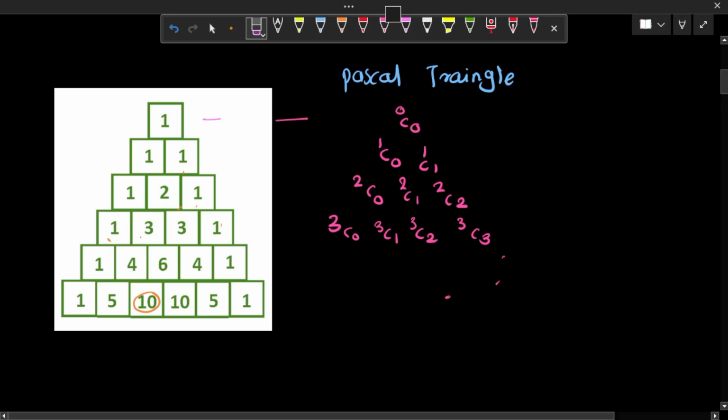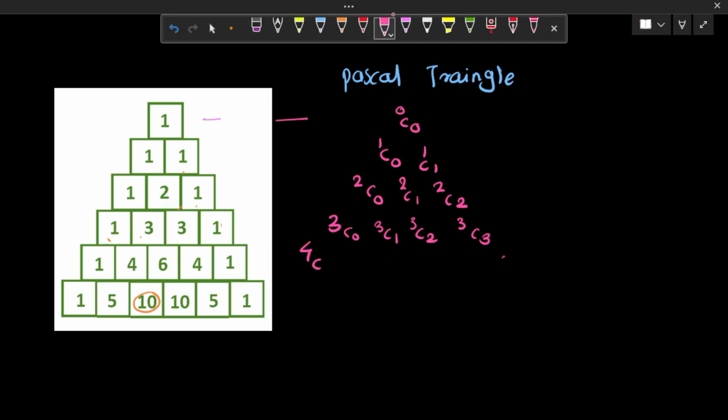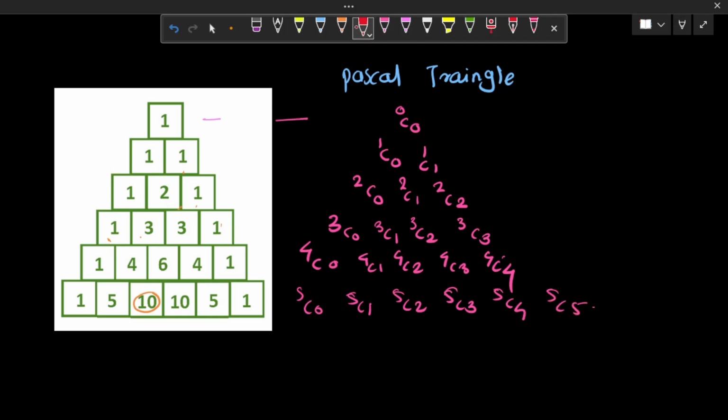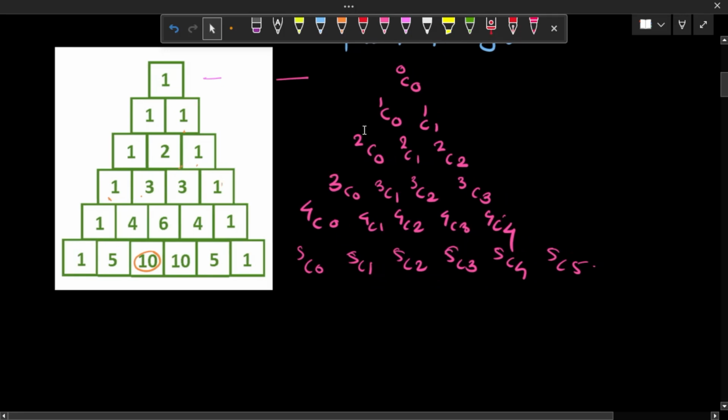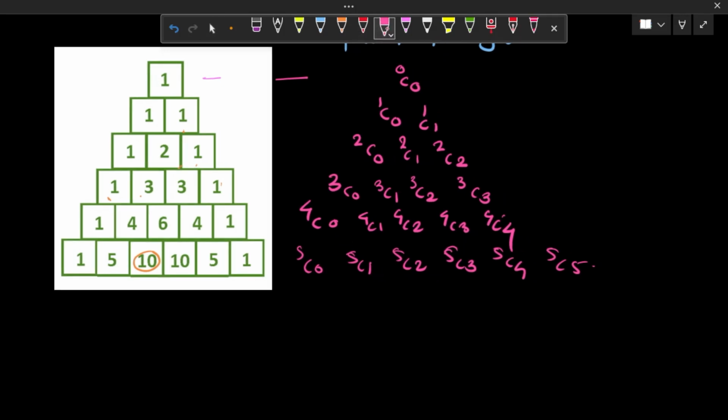Now this is 4C0, 4C1, 4C2, 4C3, 4C4. And 5C0, 5C1, 5C2, 5C3, 5C4 and 5C5. These are all the terms of a Pascal triangle, which displays the binomial coefficients. If you calculate all of this, you will get this as an output. We discussed this in the previous video.